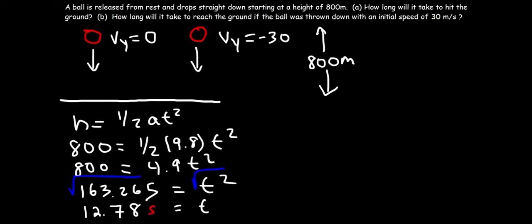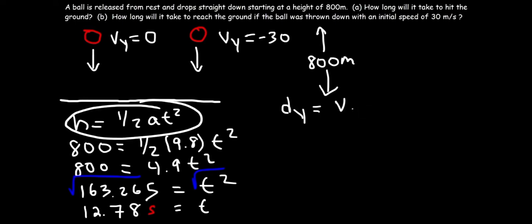Now what about part B? How can we find the time it takes for it to hit the ground if there's an initial speed? So recall that this equation comes from this expression: dy is equal to vy initial multiplied by t plus 1/2 ay times t squared. Now we need to be careful with the way we are going to use this equation. We're going to put the negative signs in the problem. Using the previous equation, we didn't have to worry about the negative signs.